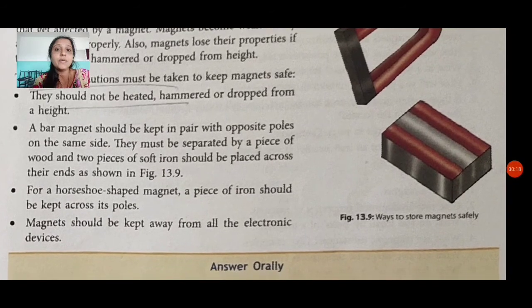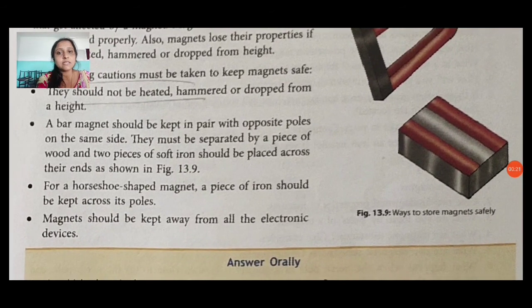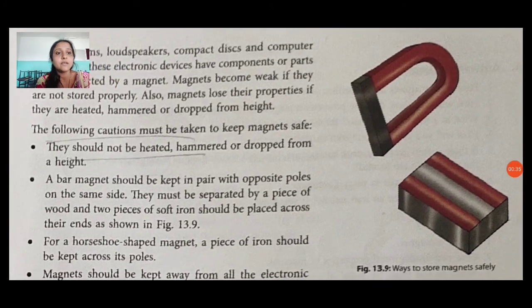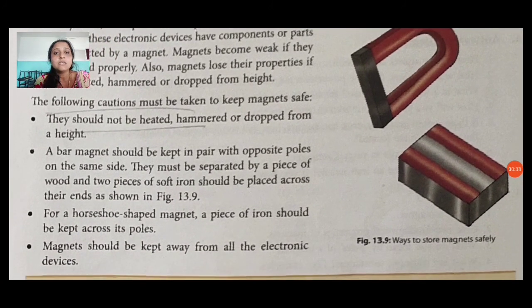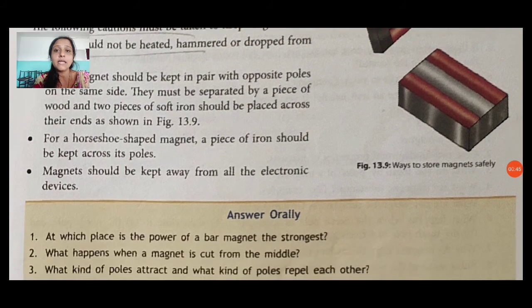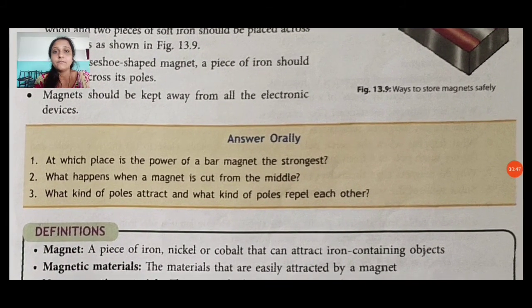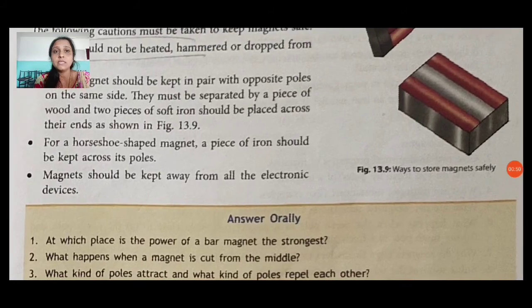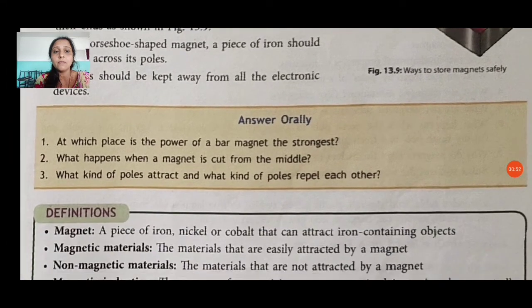A bar magnet should be kept in a pair with opposite poles on the same side. They must be separated by a piece of wood, and two pieces of soft iron should be placed across their ends as shown in figure 13.9. For a horseshoe-shaped magnet, a piece of iron should be kept across its poles. Magnets should be kept away from all electronic devices. Like this, using all these steps, we can save our magnets.